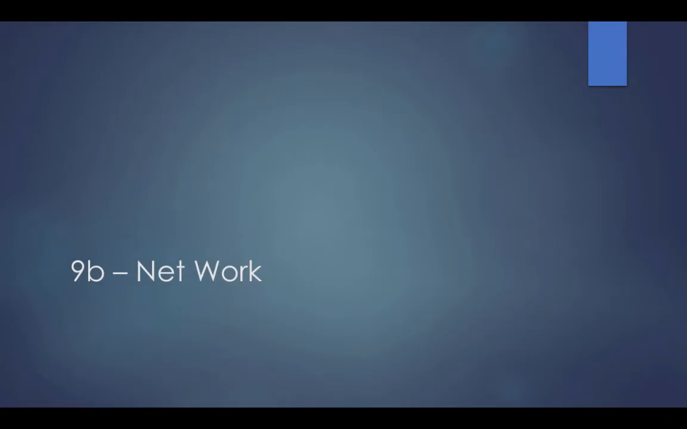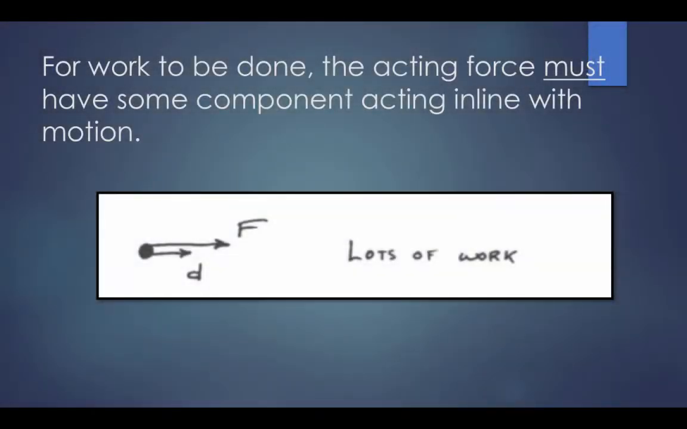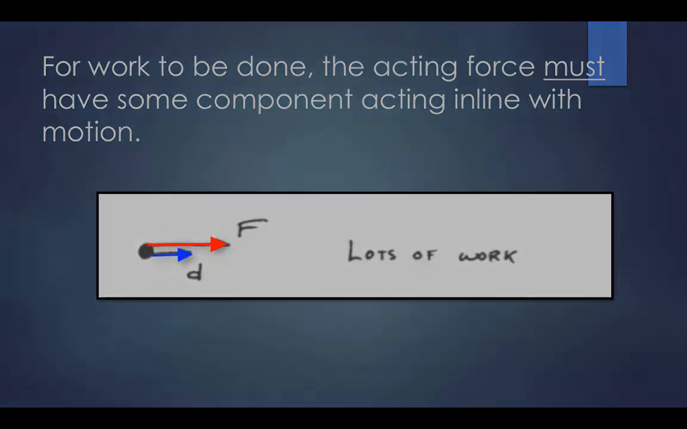Lesson 9b, Net Work. For work to be done, the force acting on an object must be in line with motion, or a component of it must be in line with motion. Inline meaning in either direction in one plane. So in this example, the force applied is entirely in line with the motion, and in the same direction. So the force is doing a lot of work.